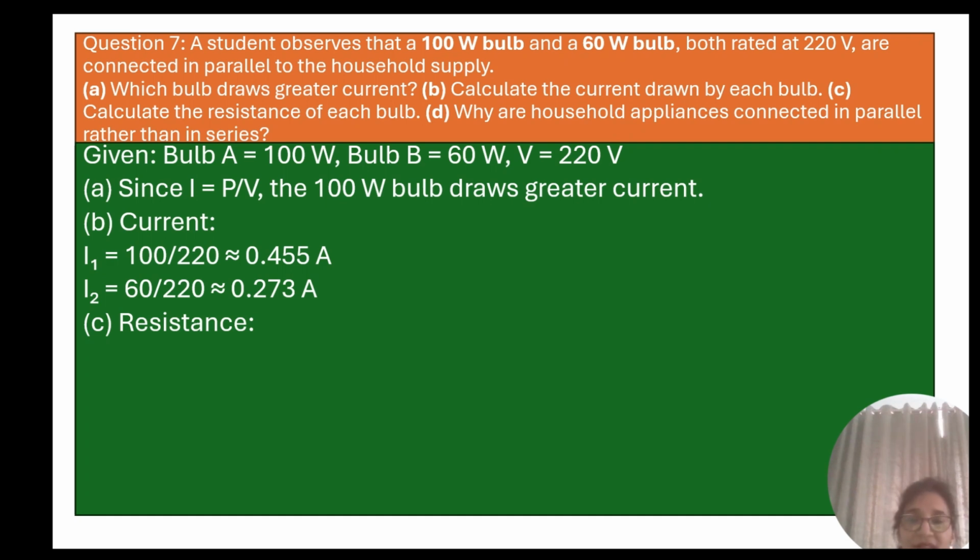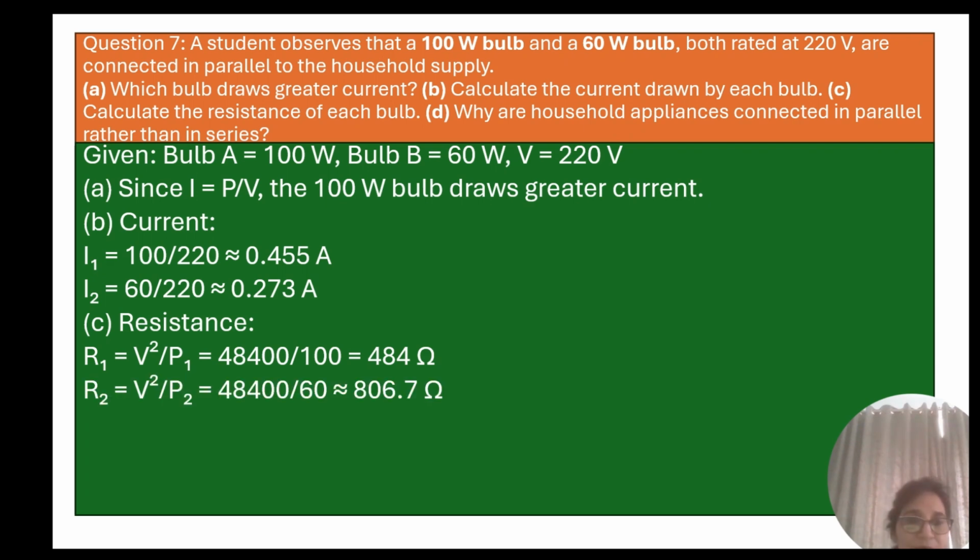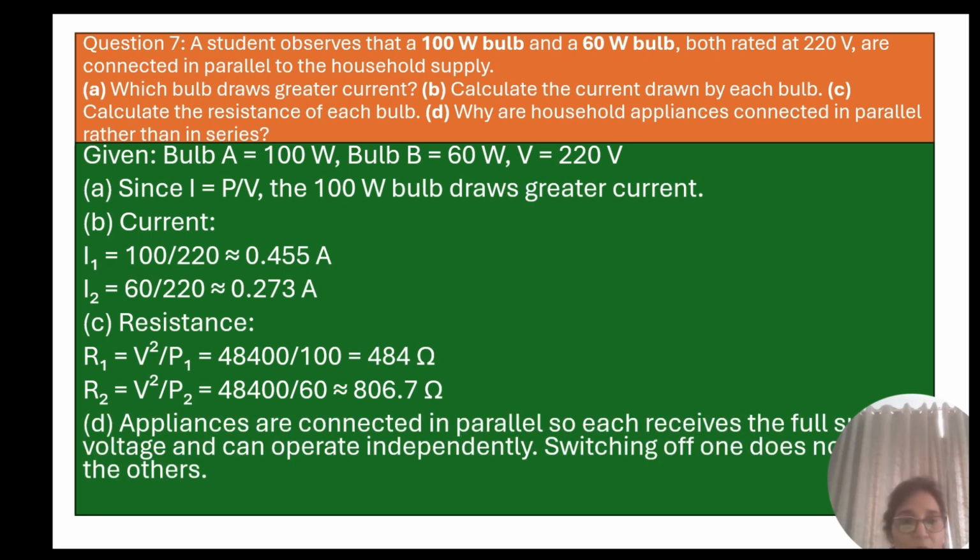Next, you need to find the resistance. Again using the power equation, we get R1 = V square upon P1. Substituting the value, you will get 484 ohm. Likewise for resistance 2, we substitute the value and you get the answer as 807 ohm.